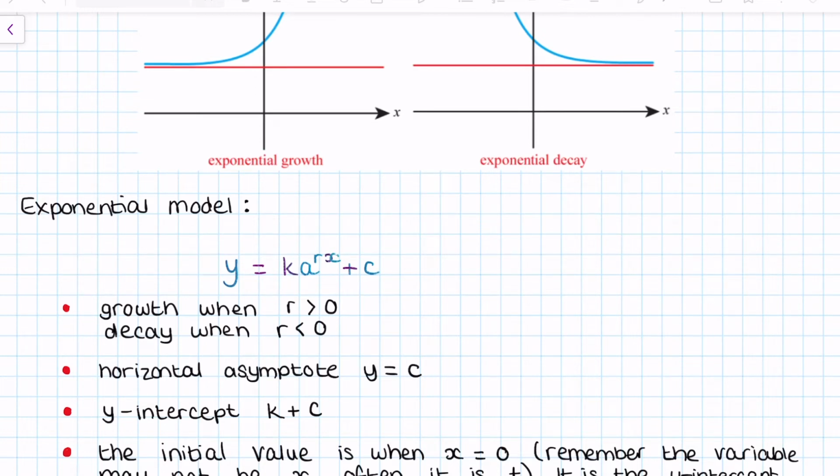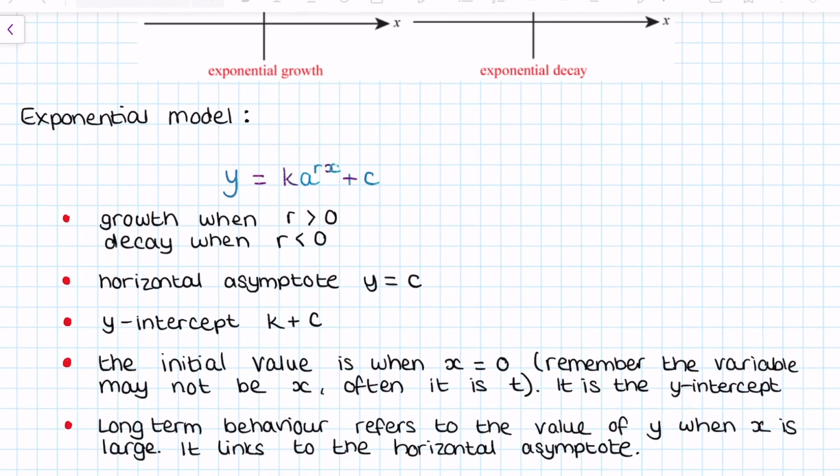With the y-intercept, there's two ways you can find that out. So if you remember this, the y-intercept is also k plus c, so that number at the front plus c. Obviously for the y-intercept you can also sub in when x equals 0, which is what the next point is, because the initial value is when x equals 0. Often they ask in these types of questions for the initial value. So you can either remember the k plus c or just sub in 0.